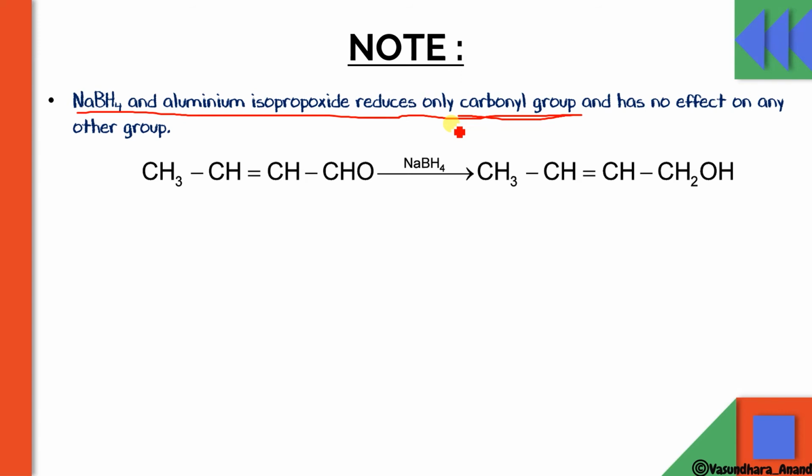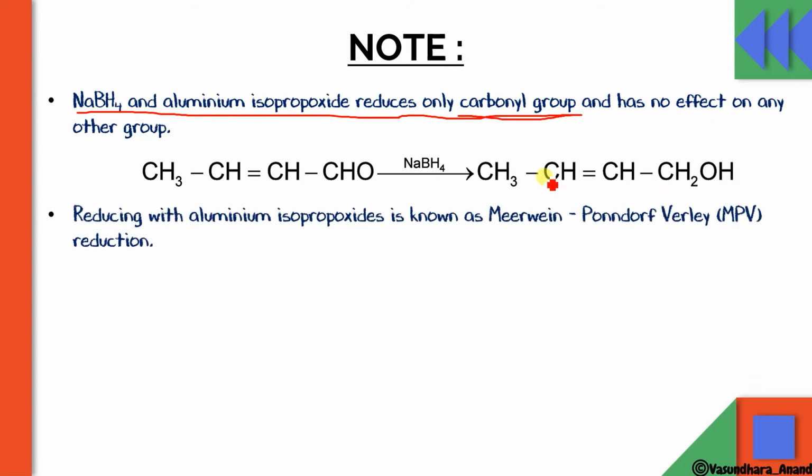Okay. Like this is crotonaldehyde, and this is but-2-en-1-ol with NaBH4. Whenever we reduce this, it will give you the OH. CHO will be reduced to CH2OH. Yes. Reduction with aluminium isopropoxide is also known as Meerwein-Ponndorf-Verley MPV reduction.